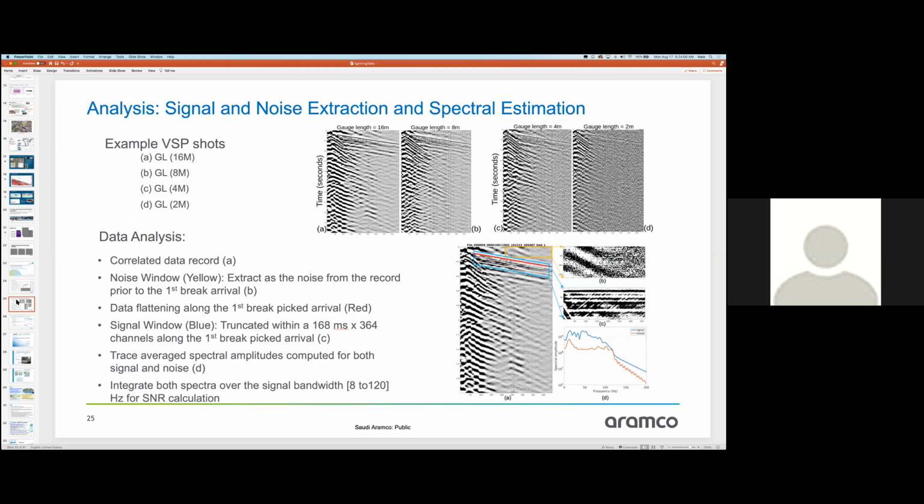And on the slide, the top half shows four VSP shots with different gauge lengths. You can see from left to right how the noise level increases as the gauge length reduces. And the bottom half of the slide shows the steps taken to calculate the signal-noise ratio. So basically after first break picking and flattening, the rest of the steps are straightforward to follow.